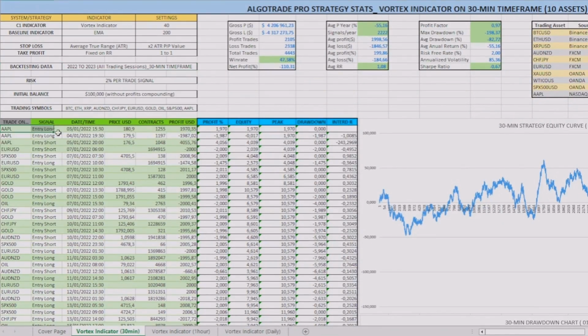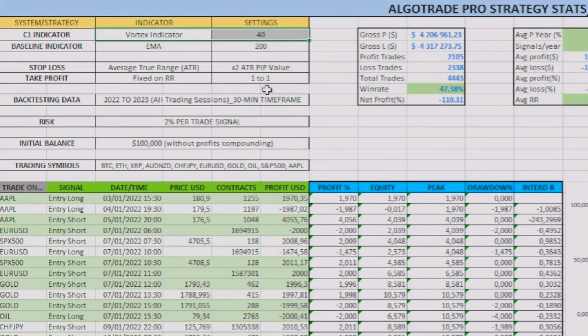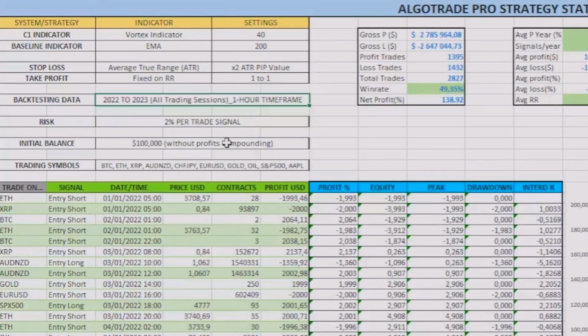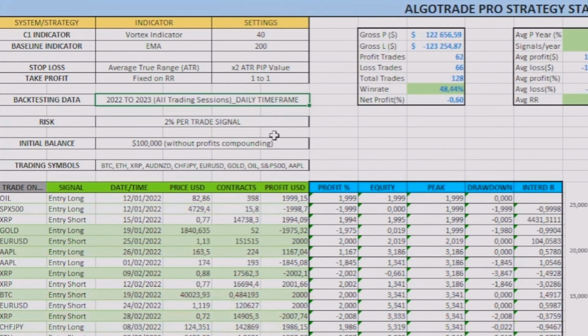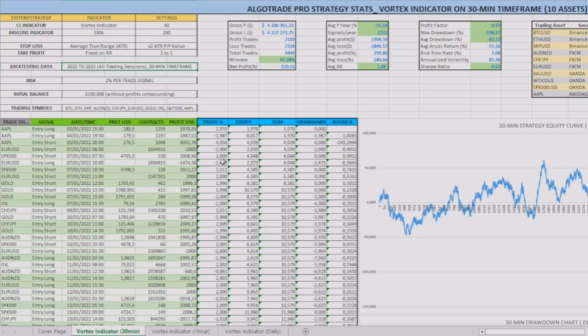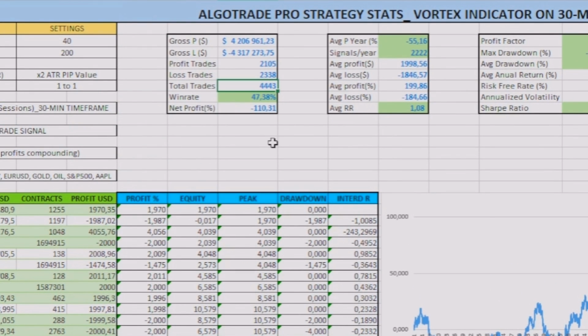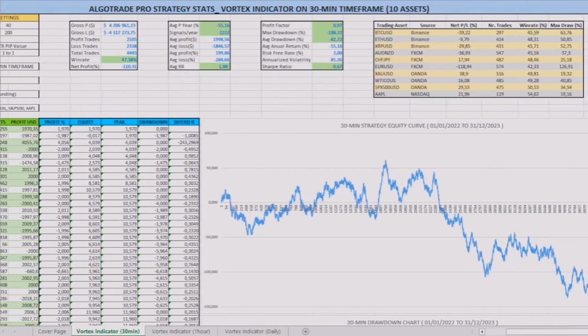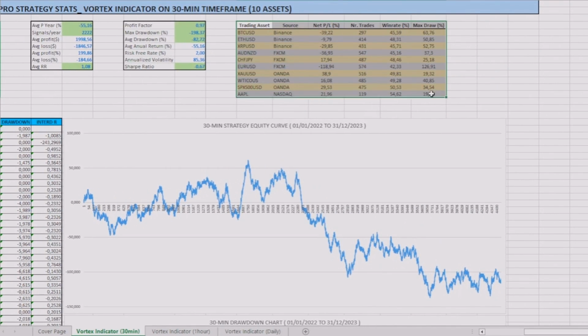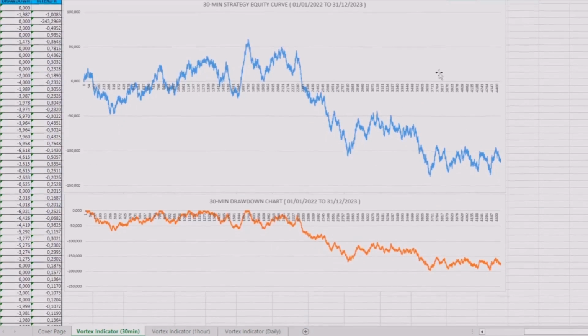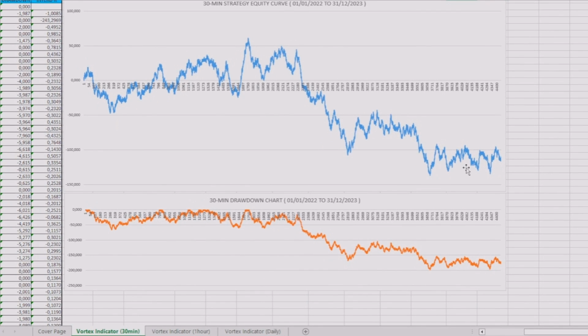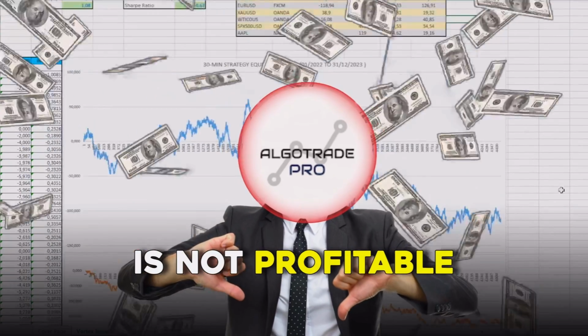After inserting all the trades on my trading journal, here I got the results of the Vortex Indicator on the 30-minute time frame, here on the 1-hour one, and next to it on the daily time frame. In the 30-minute one, after more than 4,400 trades, it achieved a win rate of 47.38% and a net loss of 110%. Here you can check the results of every single asset, and by looking at the equity chart, we can verify that in this time frame, the Vortex Indicator in these conditions is not profitable.